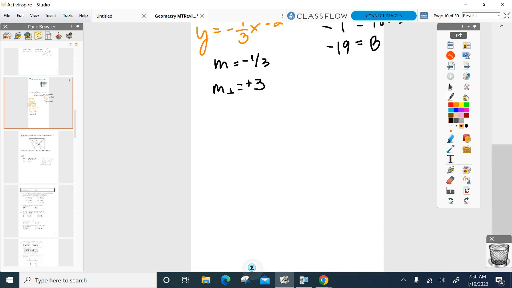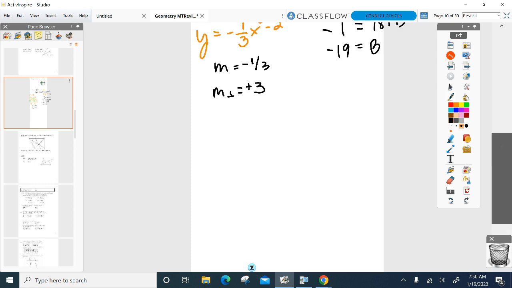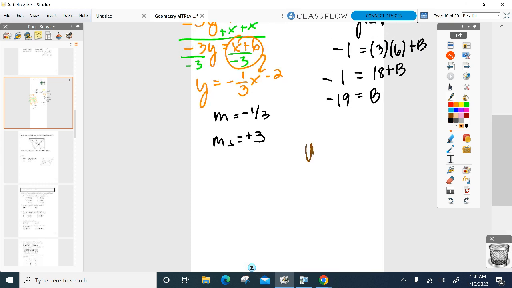And then we put these two together. Y equals 3x minus 19. Got to find the slope. Got to find the y-intercept to put them together.